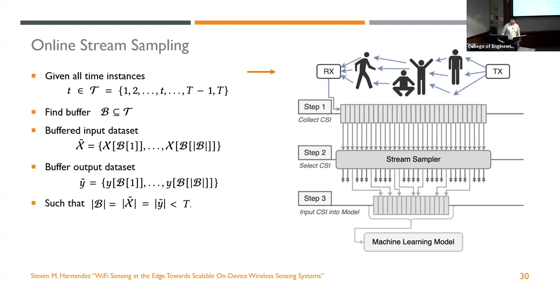And let's look at the illustration over here to understand more what's happening here. So we have a transmitter and receiver. The people are doing different activities in between. We've got the multipath environments changing based on that. So when the receiver receives that channel state information samples, we then go to step one. So we're collecting the data and we pass it down to a stream sampler, which is step number two. So the stream sampler then decides, okay, is this an important sample? We have to do this in real time. Is this an important sample or is it not important and we can ignore it?